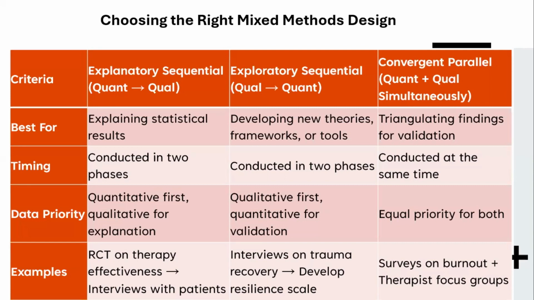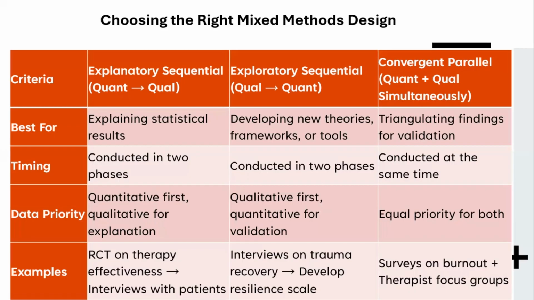So which one should you choose when you are choosing a mixed method design? Should you do explanatory sequential? Should you do exploratory sequential? Should you do convergent? What are they based on? If you want to explain statistical results, then do explanatory. Do the quanti before you go and collect the quali to explain the results. If you want to develop new theories and frameworks and tools, you can do exploratory. Do the quali, and based on that, develop new theories or new tools to test quantitatively. If you want to triangulate your findings, do convergent.